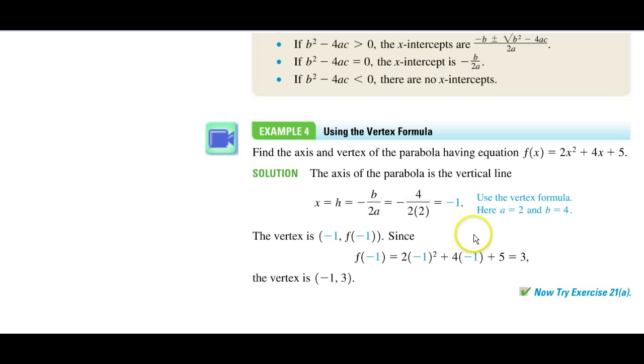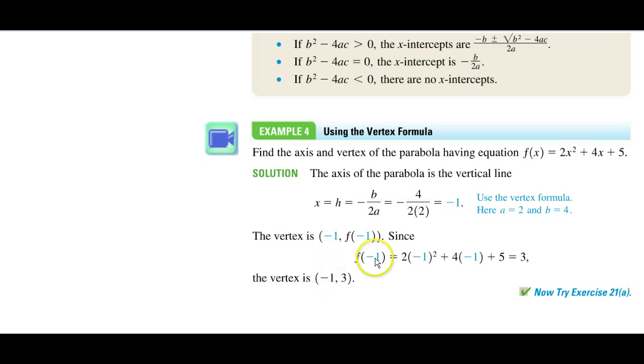All right, let's use the vertex formula now. Here it is in standard form. We're going to take our A, which is 2, and our B, which is 4. So keep in mind the negative sign is there. The B is 4. The A is 2. We get a negative 4 over 4, which is a negative 1. So our x value of the vertex is negative 1.